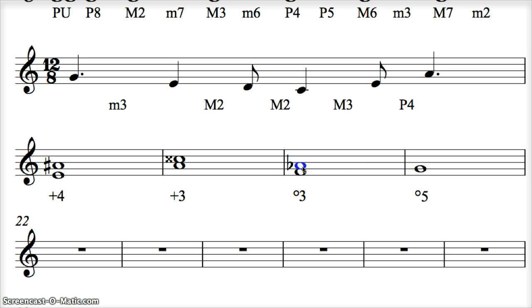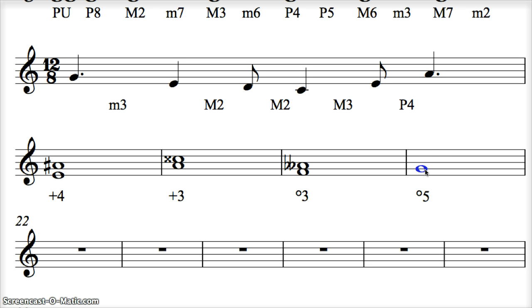But what if we have an A double flat, lowering it by another half step? That would be a diminished third. And we write that with a little 0 with a 3, or whatever number it is. We can also have perfect intervals diminished as well.